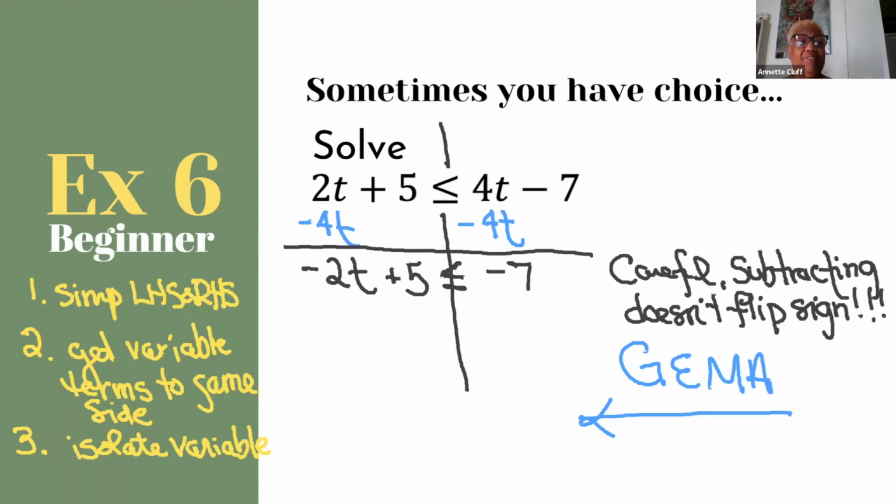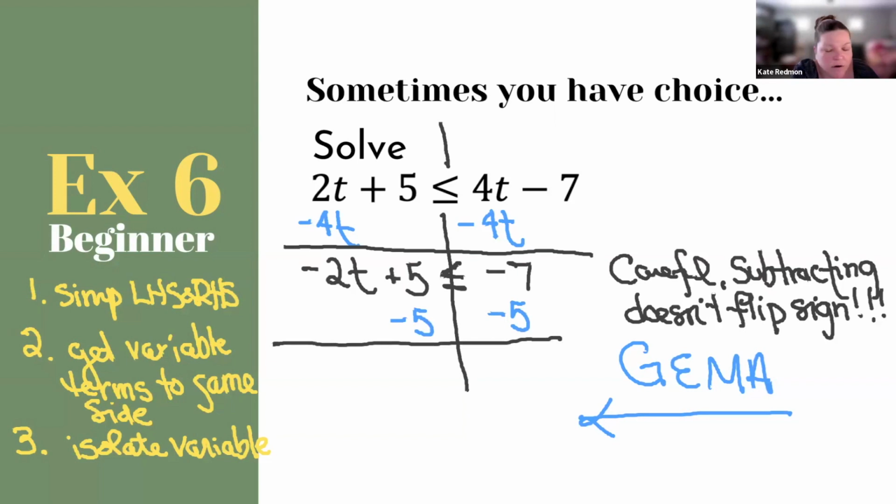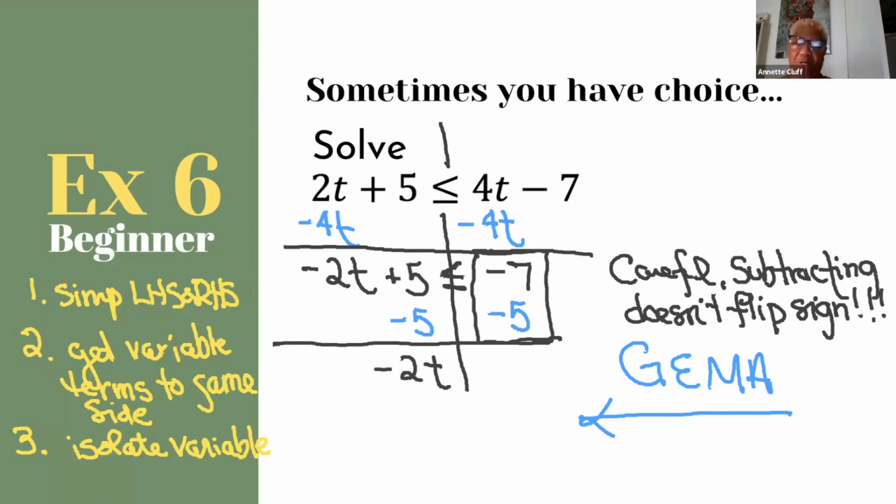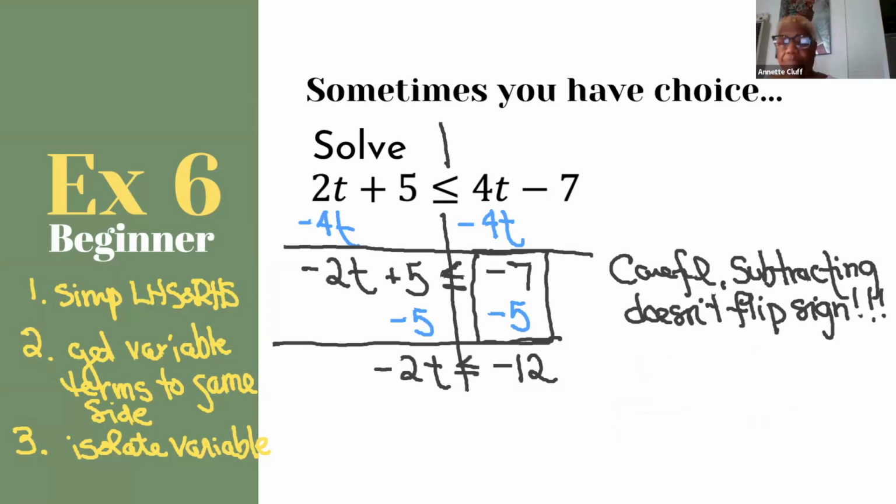5. Exactly. So I'm going to move the 5 first. How could I move it? Subtract. Wonderful. What will my new inequality be? -2t. Beautiful. And on the right-hand side? -12. Beautiful. And now, again, careful, subtracting doesn't flip the sign, so I will still have a less than or equal to inequality sign. Now, t's not alone yet.